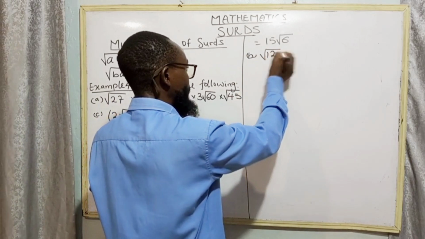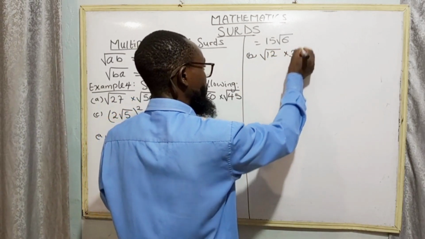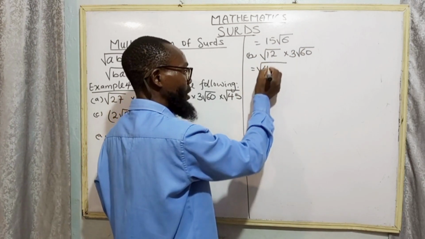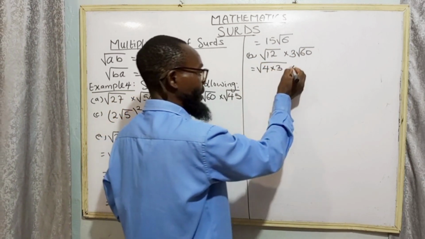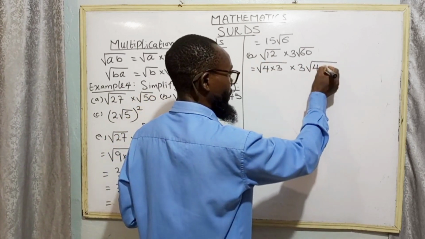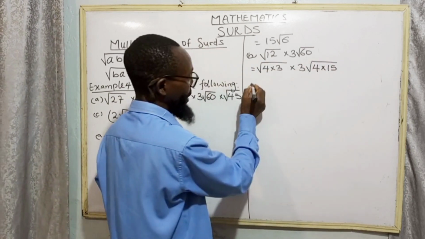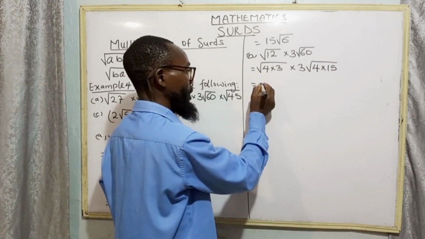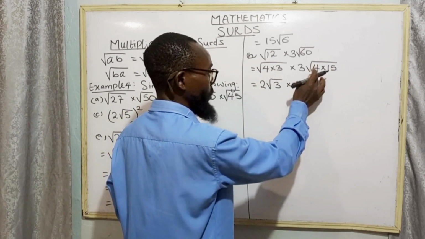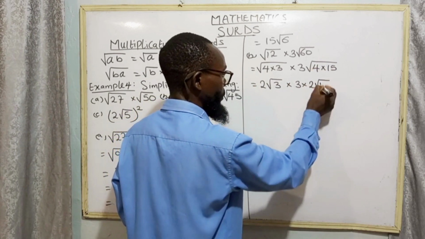Square root of 12 multiplied by 3 square root of 6. So we can have square root of 12 as 4 multiplied by 3, then multiplied by 3 square root of 6, so we have 4 multiplied by 15. So here we now have square root of 4, 2 root 3, multiplied by 3 multiplied by square root of 4, 2 root 15.